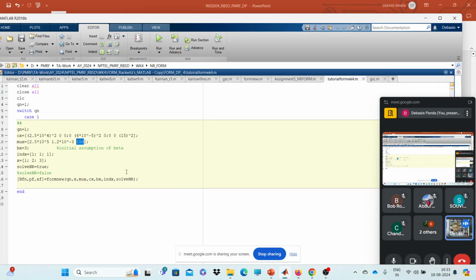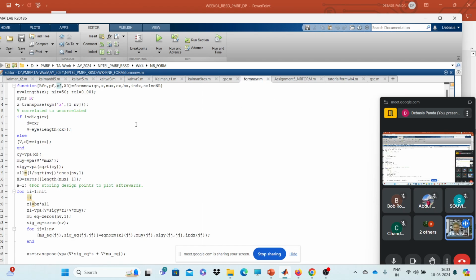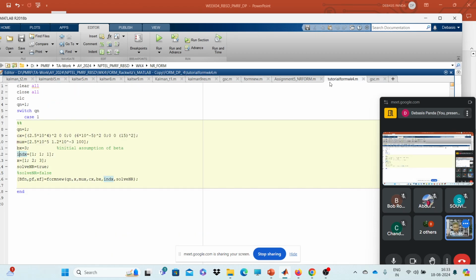Now once we have done, we need to provide the initial value of beta. Here I am providing the initial value of beta as 3, and this index deals with how many random variables there are. While writing that function file, I need to tell the function how many random variables there are. Here I have three random variables, so I need to define that 1 1 1 3 is there.